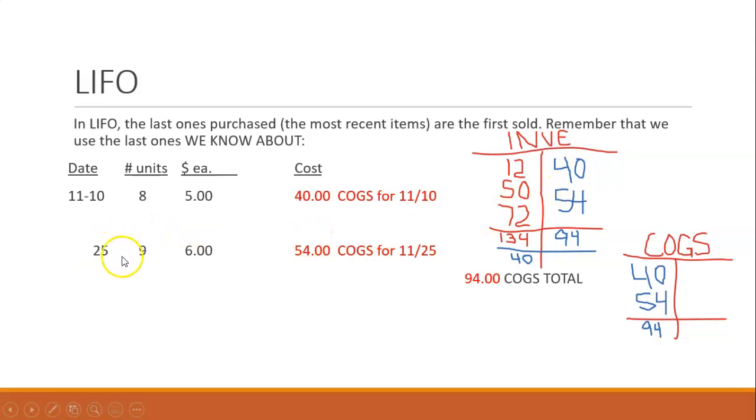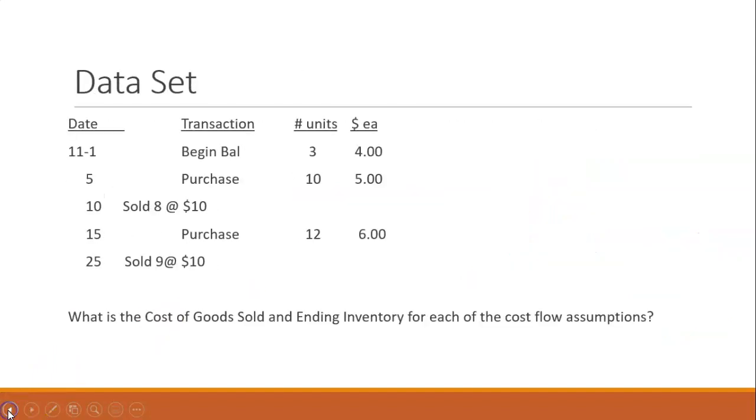On the 25th, we sold 9 units. We have to go to the last purchase that we know about. Now, notice we're not going to go back up here and say, oh, we still got 2 left out of this because we used 8 of them for this first sale, but we still got 2 left of this $5. We still got these 3 left. No, we're not concerned with that. We're going to go directly to the most recent purchase, which is this one, and say, okay, I'm taking the whole 9 out of those 12 at $6.